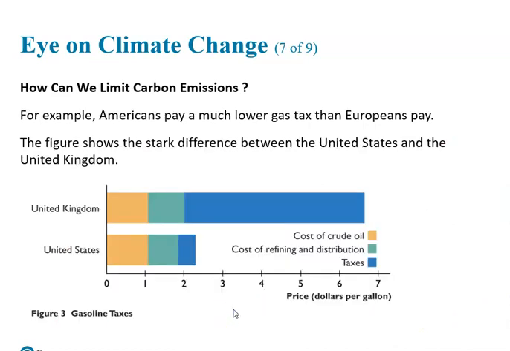So this graph gives you a quick idea of how much lower taxes are paid by US citizens compared to UK citizens as far as gasoline taxes are concerned. So why are there higher gasoline taxes in the UK? It's basically to get us to the efficient outcome where we are not overproducing gasoline or fossil fuels.